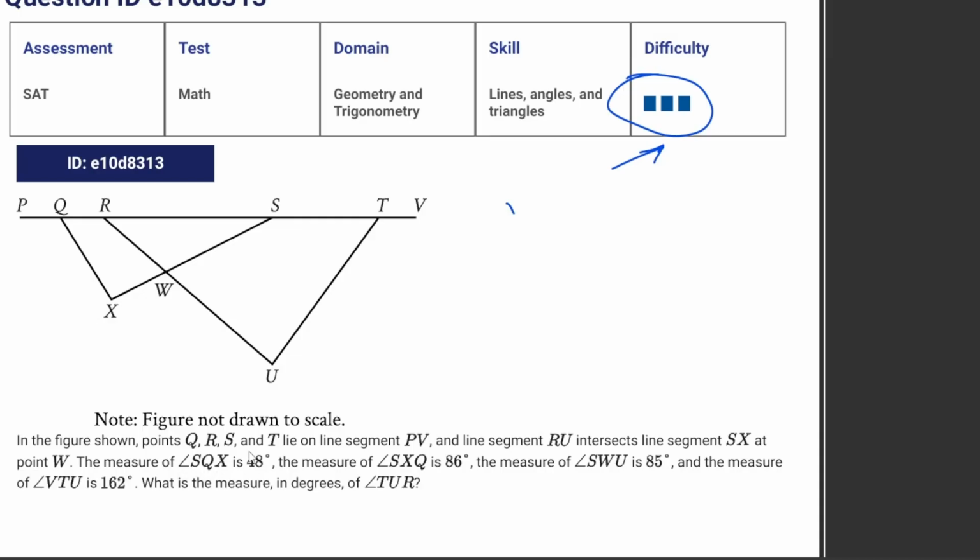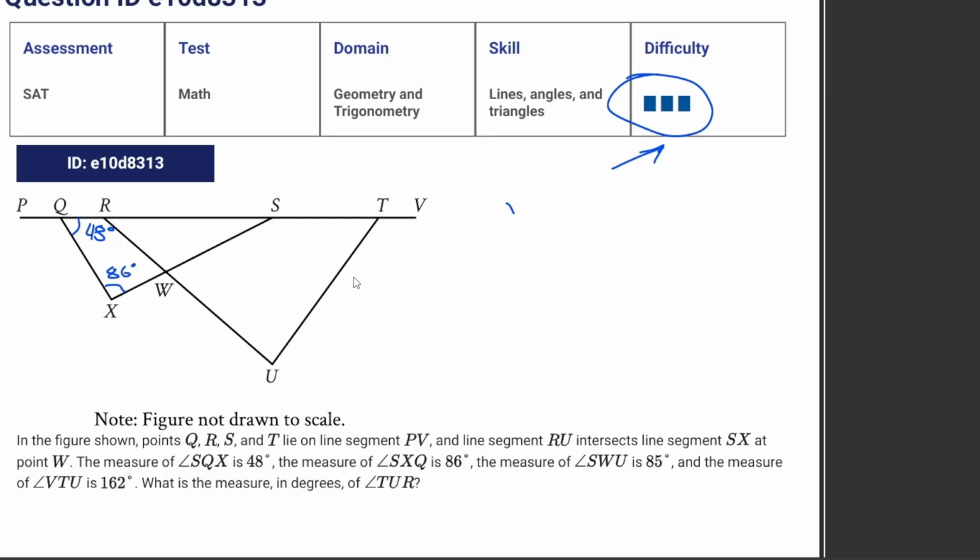Angle SQX is 48 degrees. So SQX means that this middle angle between SQ and X, if you drew a line between them, would be 48 degrees. The measure of SXQ is 86 degrees, so SXQ makes this angle 86.